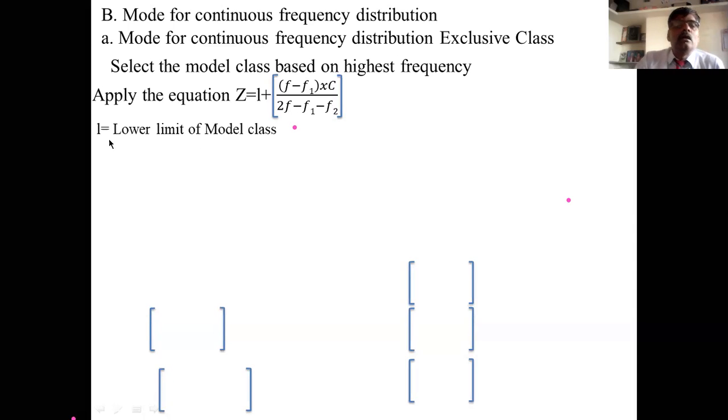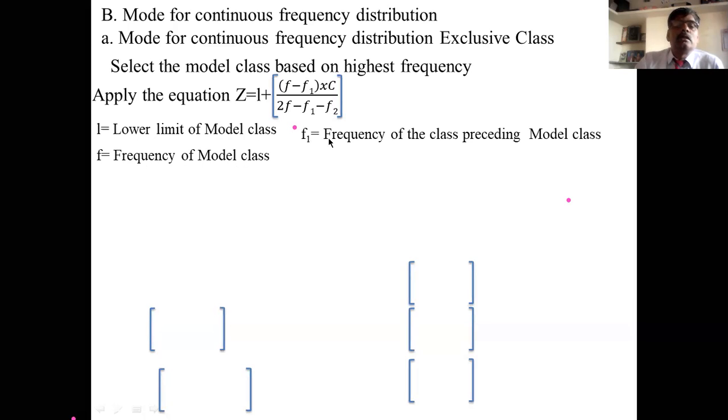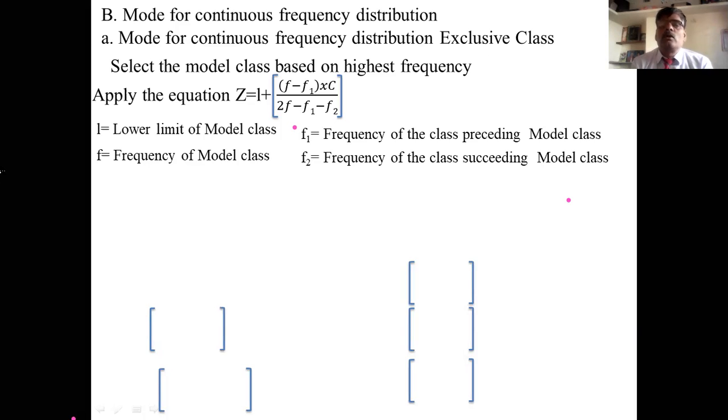You see here. L means the lower limit of the modal class. F means the frequency of the modal class. F1 means the frequency of the class preceding the modal class, the previous class. F2 is the frequency of the class succeeding the modal class, the next class. And C is the class interval. With this, you have to solve the problem. You see one example.